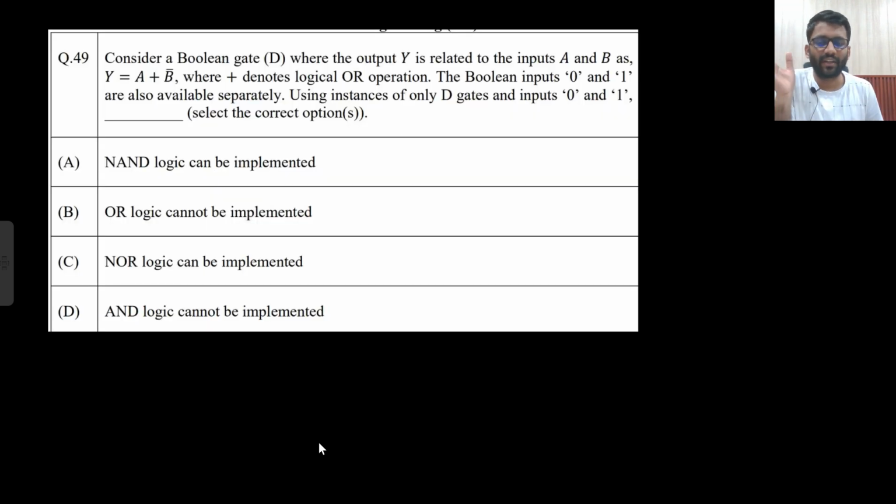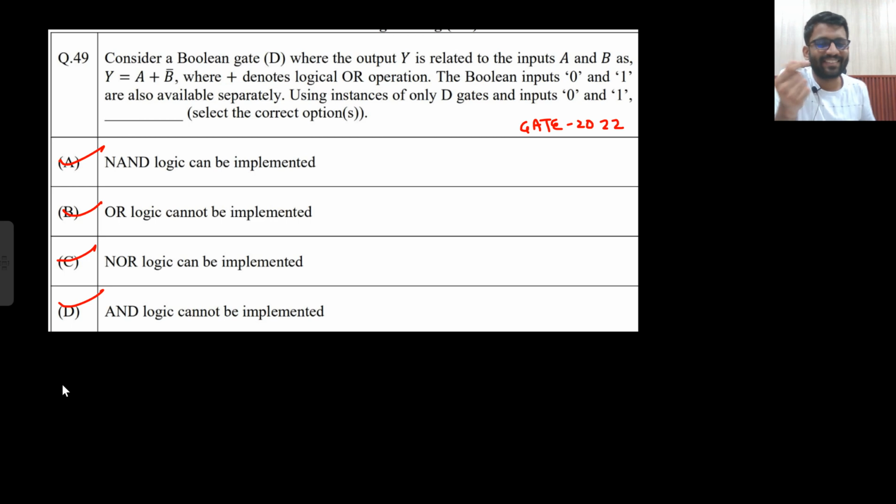So this question came in 2022. In GATE 2022, this question came. So what they are saying: using instances of a D gate, basically this D gate is represented as A plus B bar. So which of the following options is correct? NAND gate can be implemented, OR gate can be implemented, logic gate can be implemented, and AND gate can be implemented. So 1, 2, 3, 4.